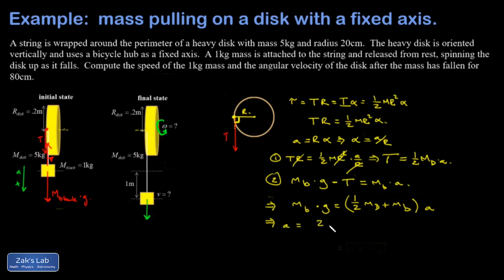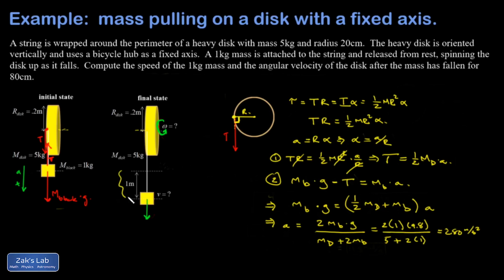So I get 2 m_b times g over mass of the disk plus 2 mass of the block. And I can plug in my numbers, and when I do that, I get an acceleration of 2.80 meters per second squared. I have to follow this up with a kinematics calculation because the real question is how fast is the block moving after it's fallen a distance of 1 meter?